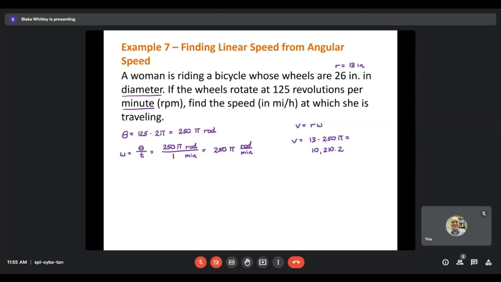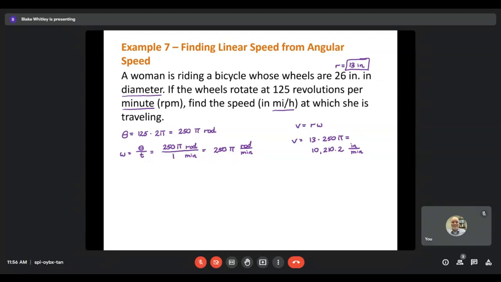And now we have to think about what our units are. Okay, so notice here that radius was measured in inches and our time was measured in minutes. So this is actually going to be inches per minute. Now, that's not what we were asked to find. We were asked to find the linear speed in miles per hour. So our last step here is to actually convert those inches per minute into miles per hour.